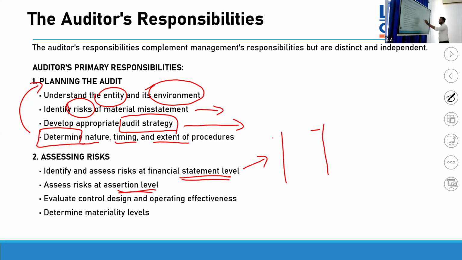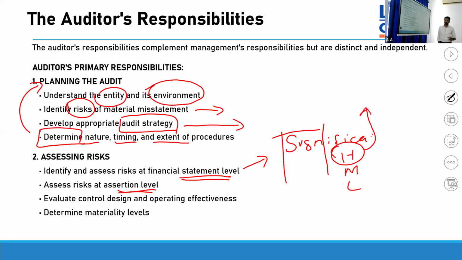For the overall financial statement, what are the risks that are available? And also we should evaluate the significance of the risk, right? Whether it is high, moderate, or low. If it is high, then we must pay more attention to those areas, those risky areas, right?